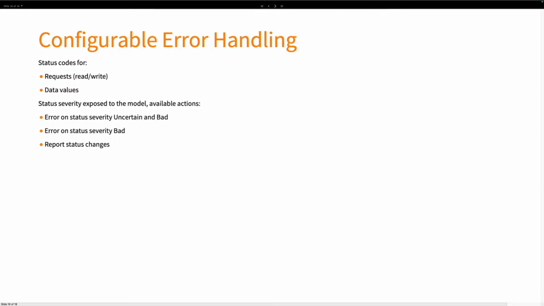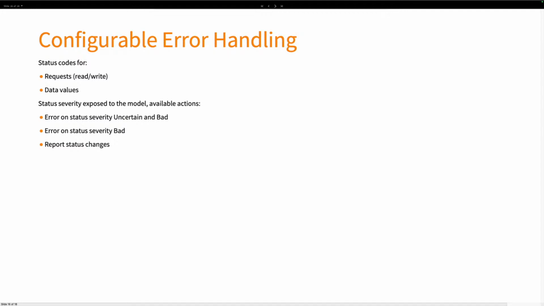All the components for reading and writing values have one extra output, which is the severity of its current status. They also have a parameter to control the block's built-in error handling, where the possible choices are: error on status severity uncertain and bad, which means the simulation is aborted as soon as something isn't good; or error on status severity bad, which means the simulation continues with uncertain values, but aborts when we have bad values; or we could simply do reporting of status changes, so the simulation continues regardless of the status.